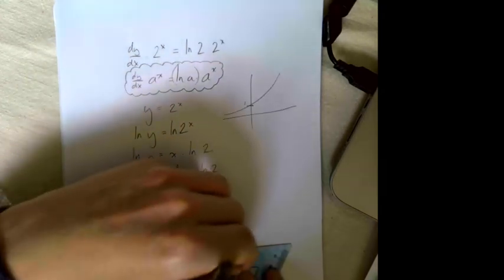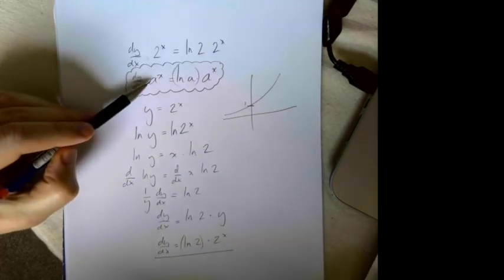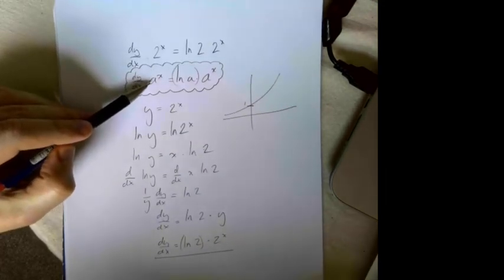And that's just a rule to know for when you're differentiating, that if you differentiate some exponential function, some constant value to the power of x, then you're going to get the natural log of that value times by a to the power of x.